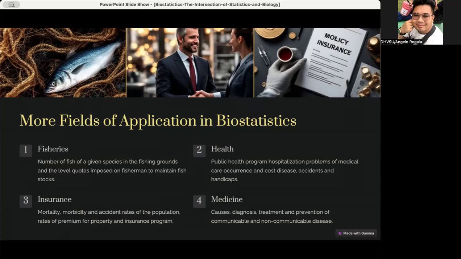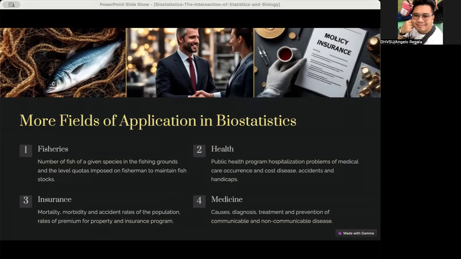In insurance, we use biostatistics to compute for mortality, morbidity, and accident rates of a particular population or group of people. Okay, so by understanding mortality and morbidity, we would be able to provide accurate rates on the coverage for property or insurance programs.